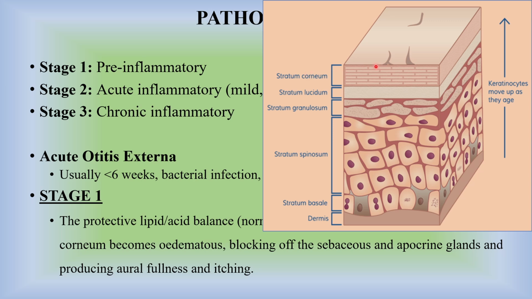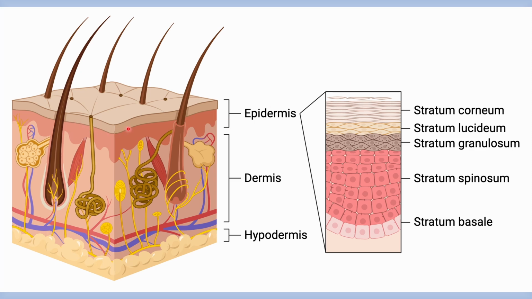So what happened? It starts with the stratum corneum. The protective lipid acid balance is disrupted, and the stratum corneum becomes edematous, and when it becomes edematous, it blocks the sebaceous and the apocrine glands. So this is epidermis, up till here, and this is the dermis. These apocrine glands, the hair follicles and sebaceous glands are present in the dermis. So when the superficial part is blocked due to edema, these glands become blocked and this will lead to further development or progression of the disease.